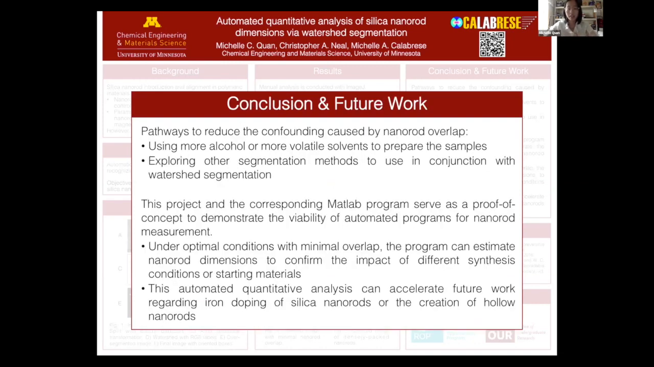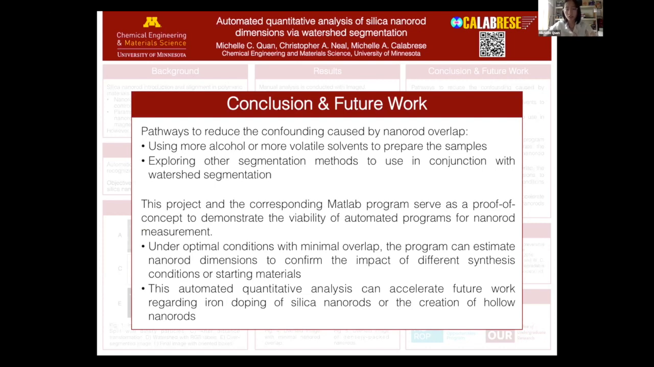Ways to eliminate this overlap issue can fall into 2 categories. The first is lab-based sample preparation techniques. To prepare a sample, we have our sample of nanorods and we dilute it with a solvent like ethanol. From there, we drop cast that onto a sample plate, allow it to evaporate, and then put it into the SEM. We could use more alcohol to create more dilute samples with lower concentrations of nanorods per droplet. In addition, we could use more volatile solvents to decrease the evaporation time.